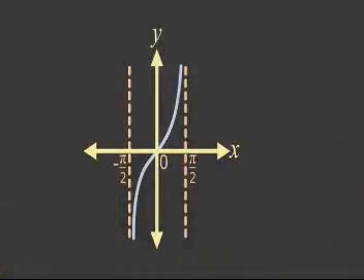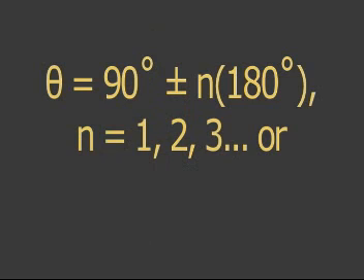How did it go? Now, this graph seems different, does it not? Tangent is sine divided by cosine. But at pi over 2, the number is undefined. In fact, the tangent angle is undefined for theta equals 90 degrees plus or minus n times 180 degrees.